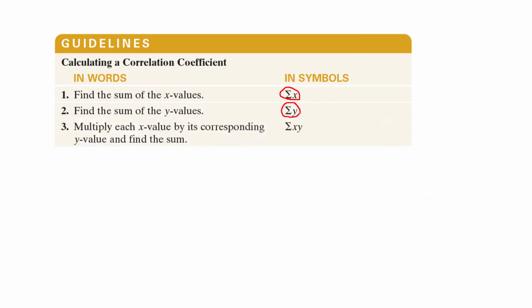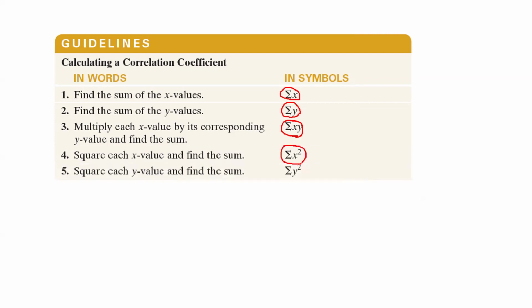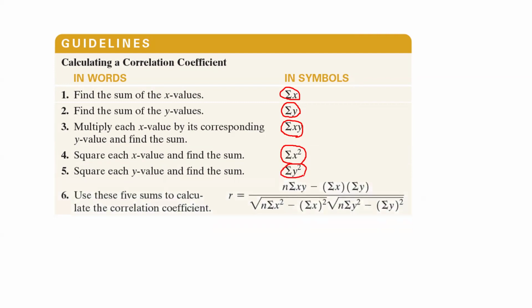And the next step, multiply x and y values and then find their sums. Square each x value and then find the sum, the summation of x squared. Do the same thing for your y values. Multiply y values by themselves and then add them together. And finally, follow the formula.